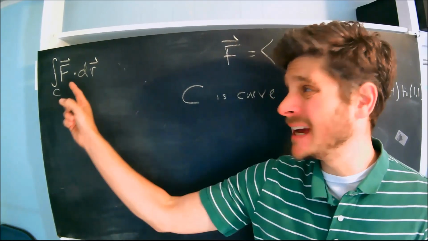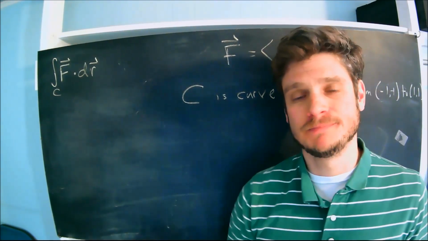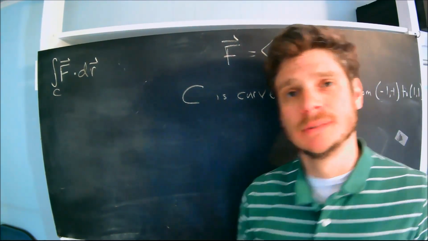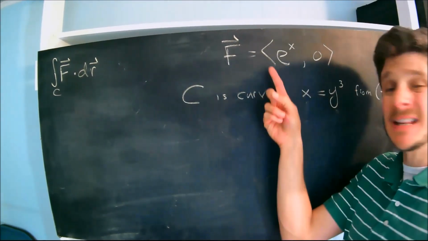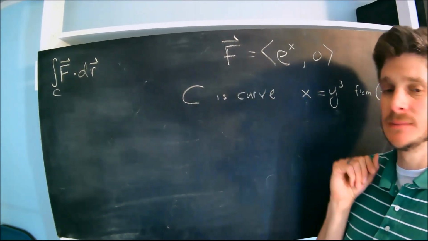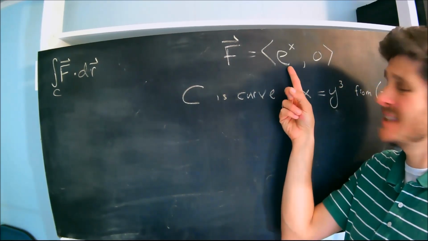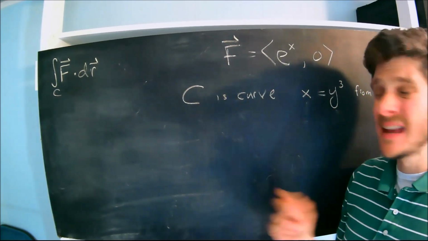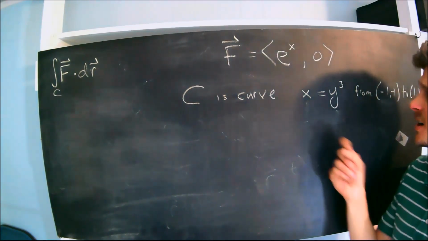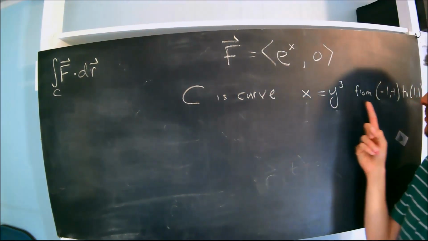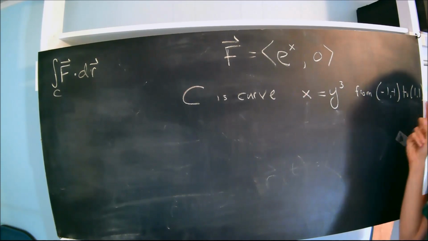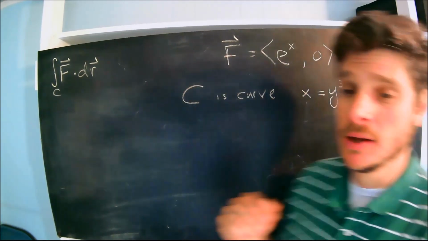Example number 2. Again, we're looking at a line integral, our typical way that we represent our line integral. And in this case, our function f for our vector field is given in component form as e to the x, comma, 0. And c is our curve defined by x equals y cubed from -1, -1 to 1, 1.